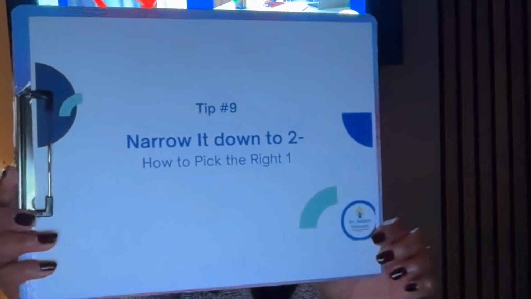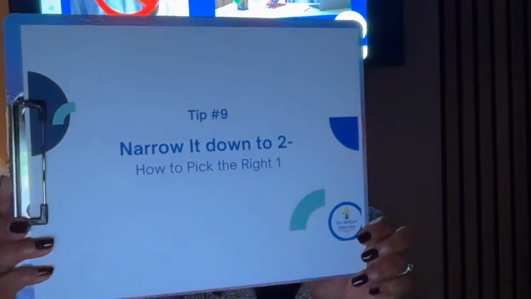Tip number 9. All right, so let's get back to the CNE exam. We want you to narrow it down to 2 how to pick the right one. So you want to be able to narrow down to 2 choices on the exam. Remember, you're going to have 3 choices for 150 questions. Each of them is going to have 3 choices. We want you to at least be able to narrow it down to 2, and then figure out between the 2, because oftentimes you're going to have 2 good answers but 1 best answer.